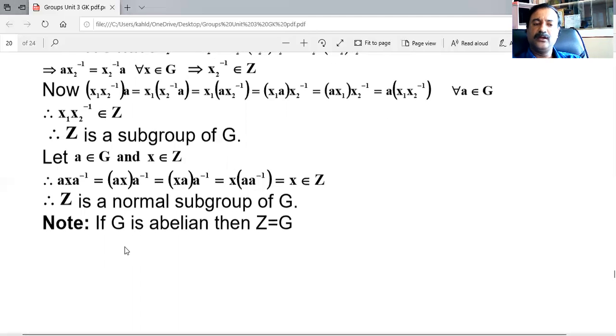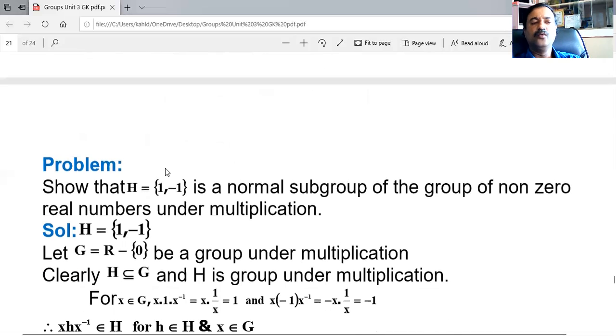Here, we can take a note. If G is abelian, then the center Z will become G. Is it right? Okay. Now we go to problem number 1.